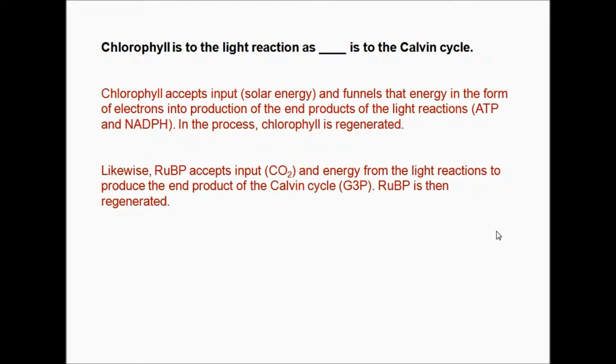All right. Another question. Chlorophyll is to the light reaction as blank is to the Calvin cycle. Let's think about that. So chlorophyll accepts the input, which is solar energy, and converts that energy in the form of electrons into making ATP and NADPH. And in the process, more chlorophyll is regenerated. Does that sound familiar? RuBP accepts input of CO2 and energy from the light reaction to produce the end product of the Calvin cycle, which is a precursor to a carbohydrate, G3P. All right, so RuBP is what we're talking.